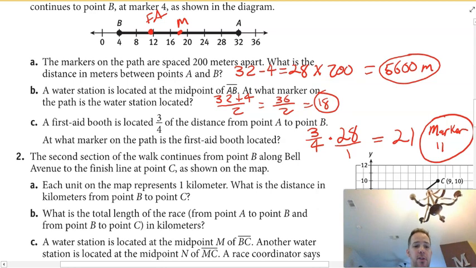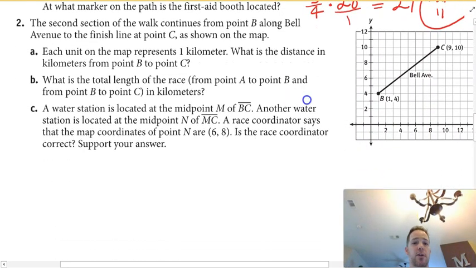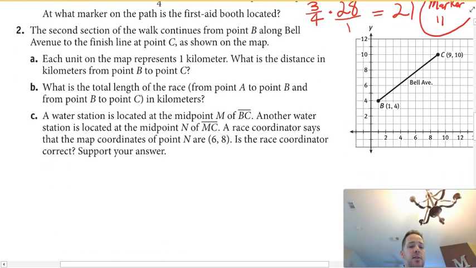All right. For the next section, question 2, we have a new diagram here that we can use. It says the second section of the walk continues from point B along Bell Avenue to a finish line at point C on the map. So they put point B and C. People are going to be walking here. Each unit on the map represents 1 kilometer. What is the distance in kilometers from point B to C? So we should be able to use either Pythagorean theorem or the distance formula.